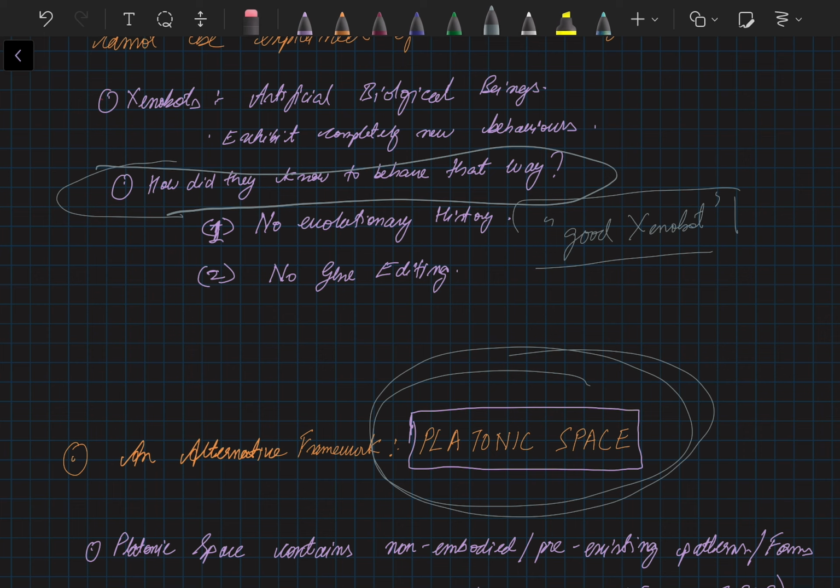Okay, so that was a very, I would say, basic explanation of what is a Platonic space. Now let's start with an example that Michael Levin gives as to how organisms use the patterns that exist in the Platonic space. Okay, so the first example that Michael Levin gives is that of cicadas. So it's a kind of insect that stays.